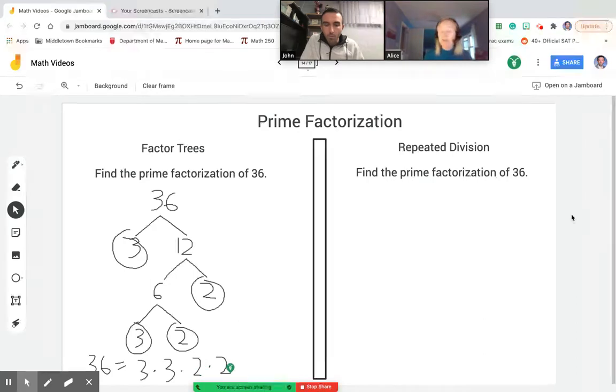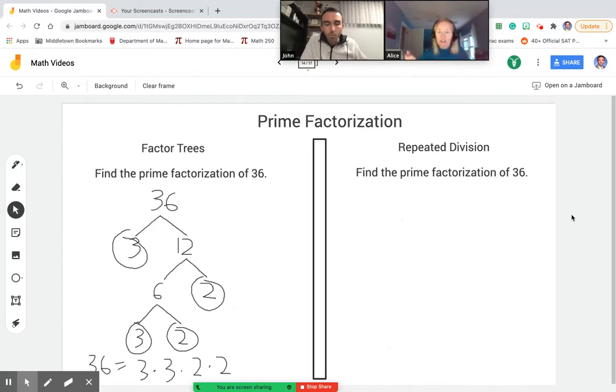And the nice thing about math is that you can often check your work and you can confirm you're right, or if you know you're wrong, that's fine. You can go back and redo things. So you can take out your cell phone or calculator and do 3 times 3 times 2 times 2 and confirm you do get 36.